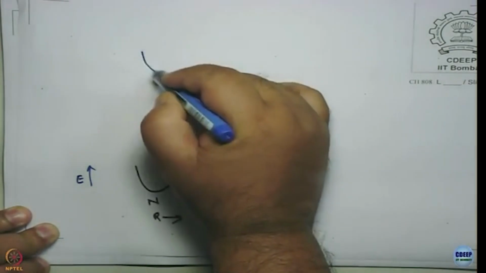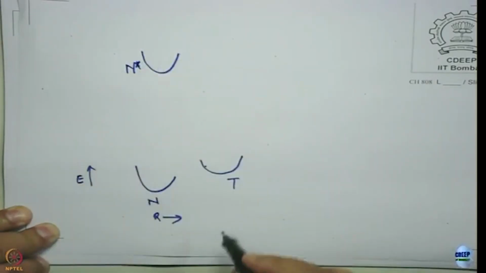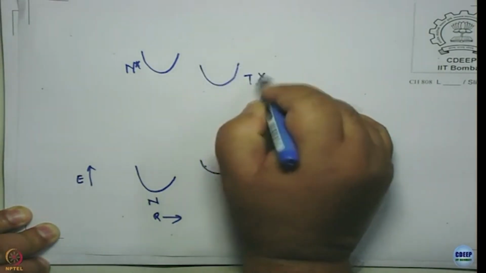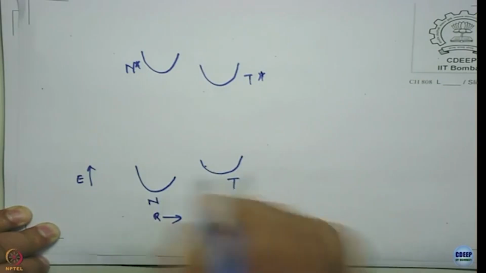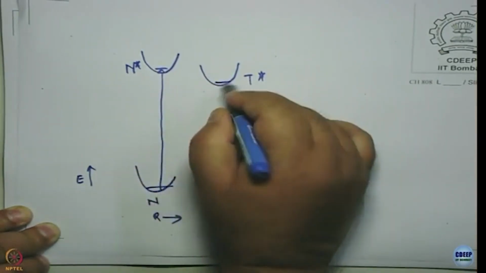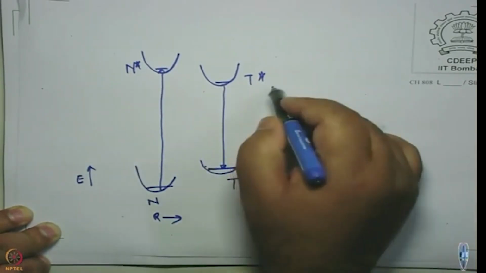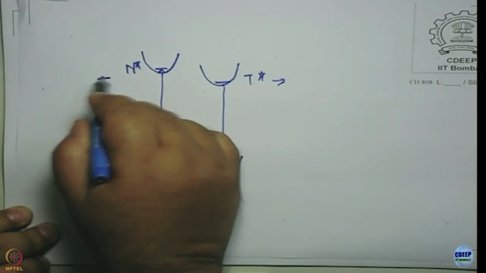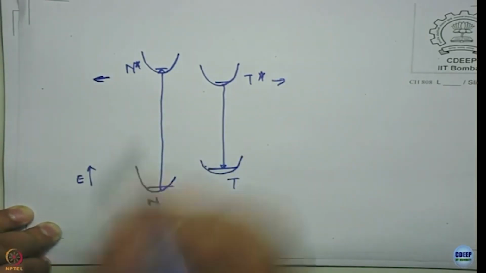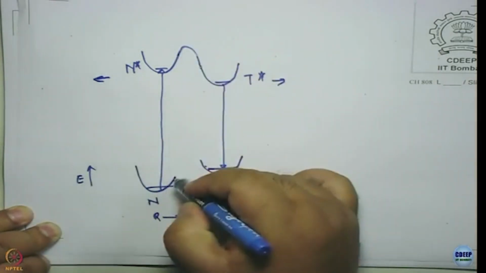In the excited state, however, this would be the energy surface for N star, and the energy surface for T star must be lower in energy, right. So, this energy gap is naturally much higher than this energy gap. That is why T star fluoresces in green, N star fluoresces in blue, all right. Now, to complete the picture, I will draw the reaction barriers.